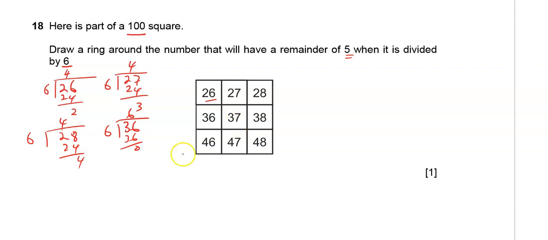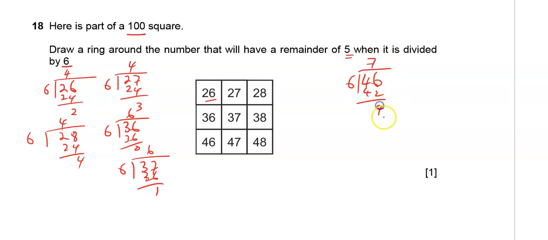This will be remainder 1. That's 7 divided by 6 for 36, the remainder is 1. So 38 will have a remainder of 2. What about 46? 46 divided by 6 goes 7 times, 42, remainder is 4. So not that. So this will have a remainder of 5.